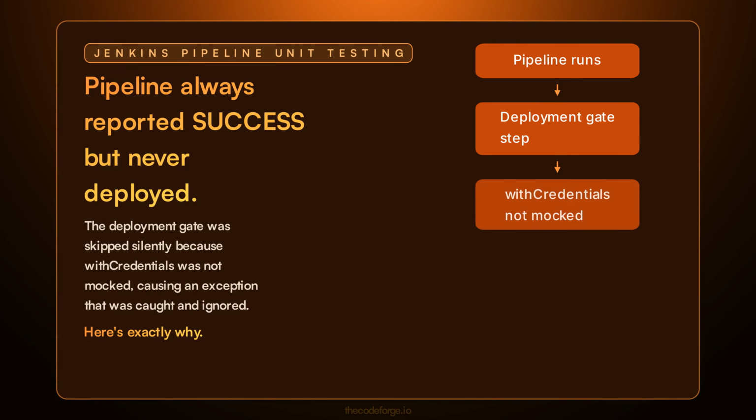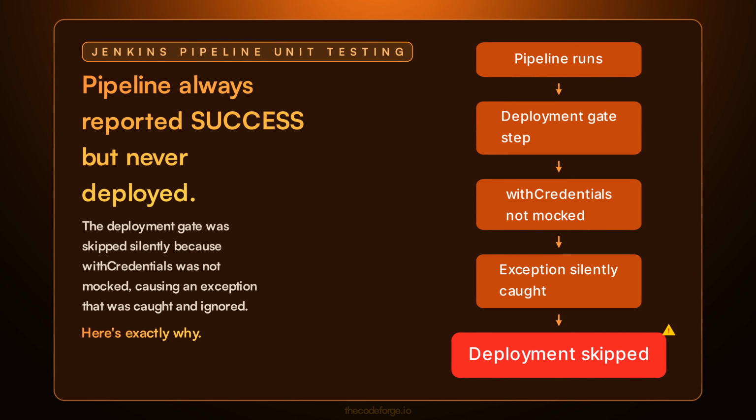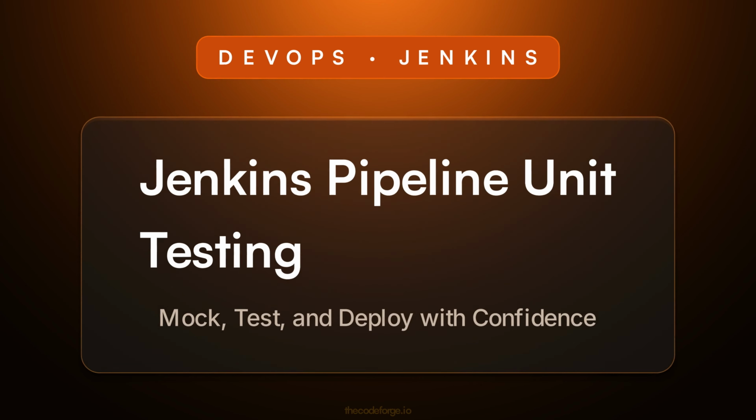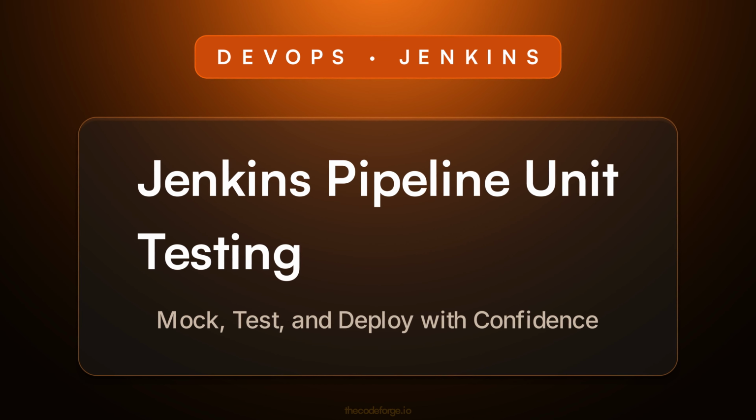Your pipeline says success but never deploys. The deployment gate was skipped because a missing mock swallowed the error. Let's break down Jenkins Pipeline Unit Testing, how it works, and the exact mistake behind that failure.